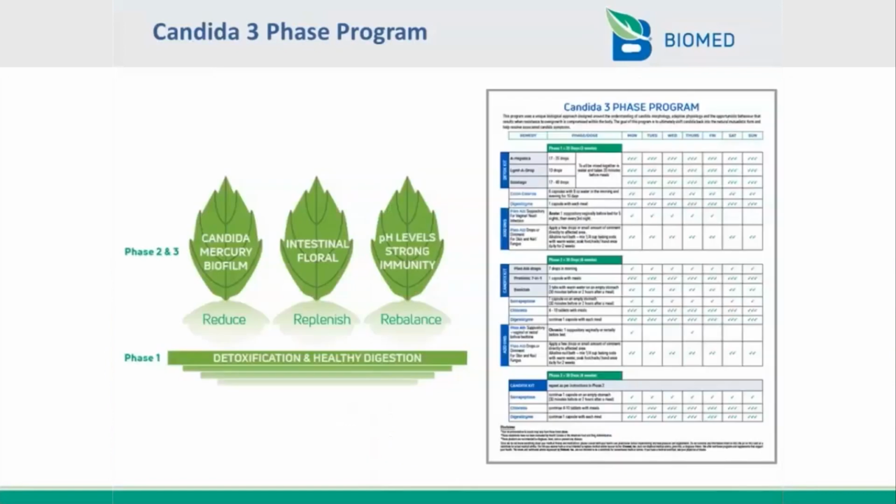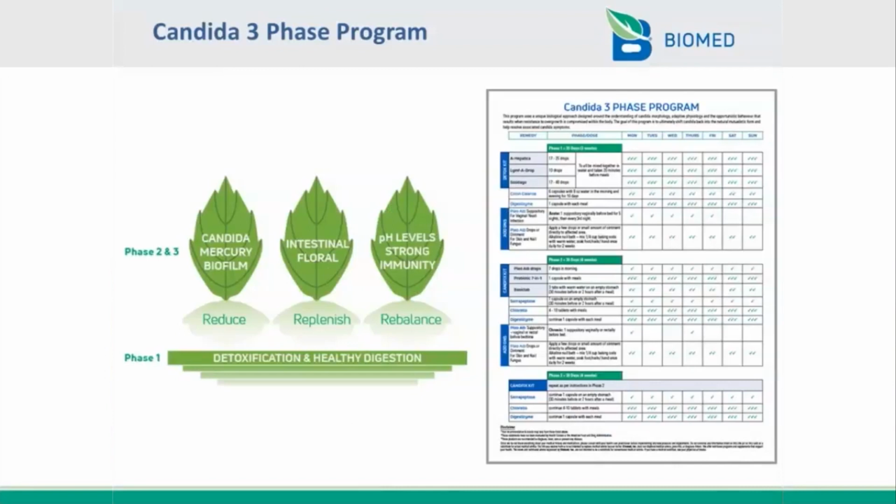Coming back to those phases that we talked about, we've got phase 1 and then phase 2 and 3. The idea with phase 1 is that we're going to be detoxing and opening up the pathways, supporting healthy digestion, and then in phases 2 and 3, reduce, replenish, rebalance, so reducing Candida, mercury, biofilm, replenishing flora, rebalancing pH levels and helping support a strong immune system.